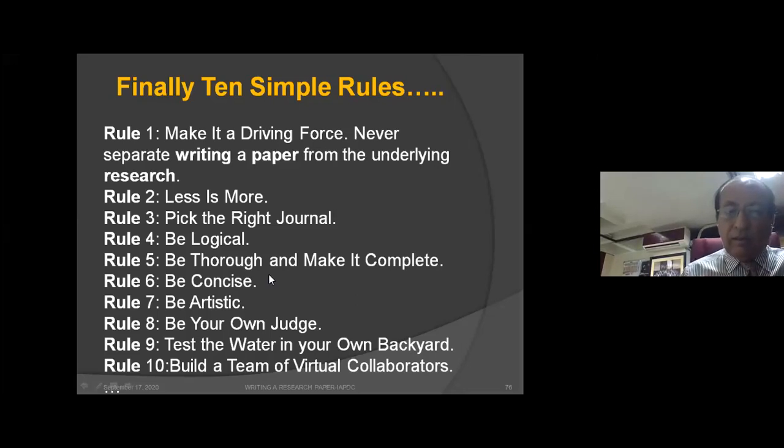Slightly artistic, be your own judge. Check your own work again and again, as if somebody else was checking your work. Ruthlessly, I would say. Test the water in your own backyard. See whether it's flowing or not. I mean, check the validity of whatever you are doing by yourself. This is the meaning of this program.